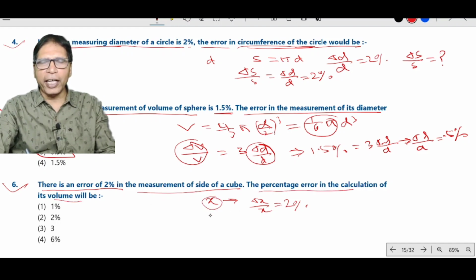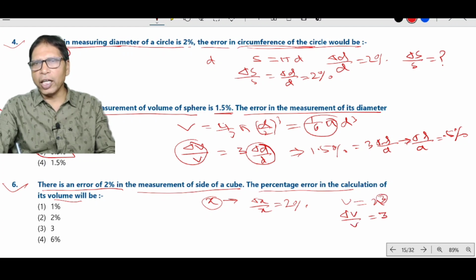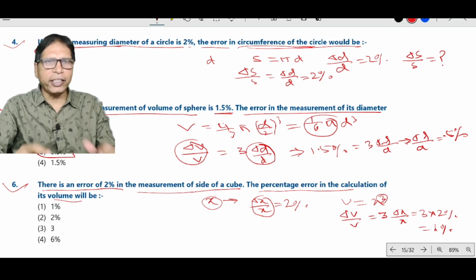If x be the side, then volume V equals x cubed. So the relative error of volume is 3 times the relative error of side. Here delta x by x is 2%. So 3 into 2%, therefore 6% is the percentage change in volume. Option 4 is correct.